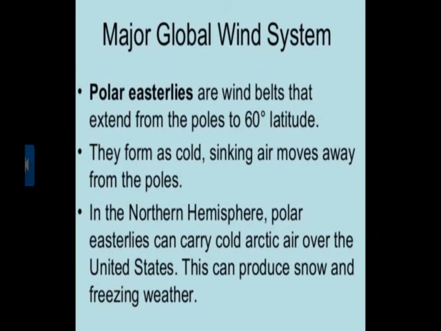Now the easterlies we'll talk about. What is polar easterlies? They are wind belts that extend from the poles to 60 degrees latitude. They form as cold, sinking air moves away from the poles. In the northern hemisphere, polar easterlies can carry cold Arctic air over the United States. This can produce snow and freezing weather.